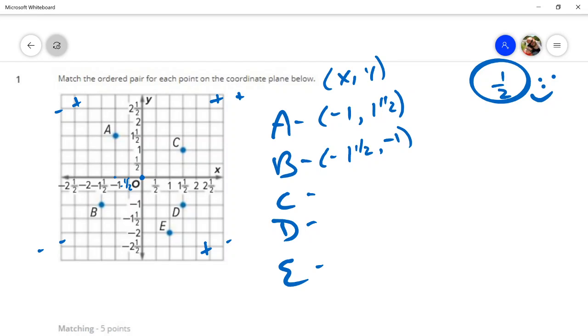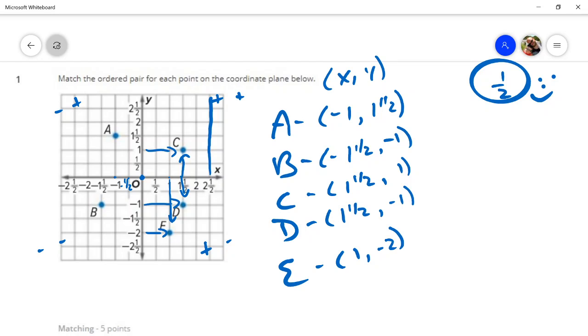Okay, C, half, 1, 1 and a half, it's all positive, and it's a positive 1 for the y. D, half, 1, 1 and a half, so it's a positive 1 and a half, but it's going to be a negative 1. Half, 1, 1 and a half, coming down, coming over. Coming up, coming over. And then the last one, E, it's a positive 1 on the X, but a negative 2 on the Y.